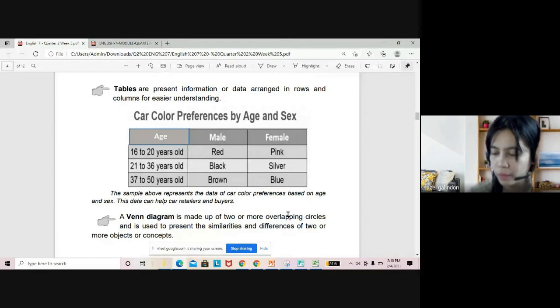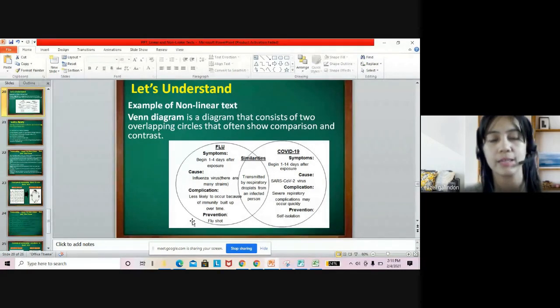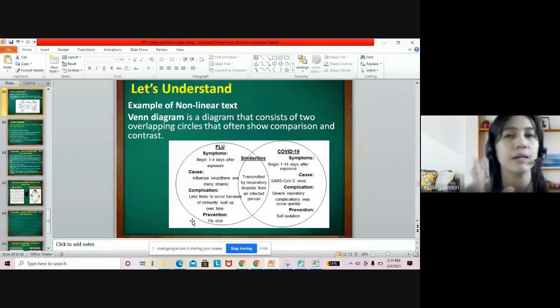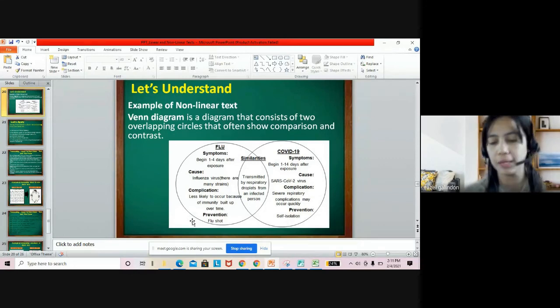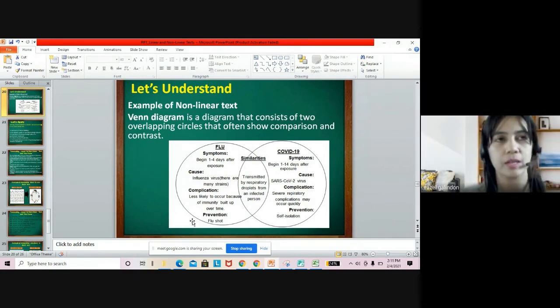Okay, now we will proceed to a short quiz. I will give you a quiz. I'll give you 5 minutes to answer this quiz. You are just going to identify whether the statement is an example of linear or non-linear text. So you will just write the letter L if your answer is linear and NL if your answer is non-linear. It's okay if you're not going to write numbers because there are five items.